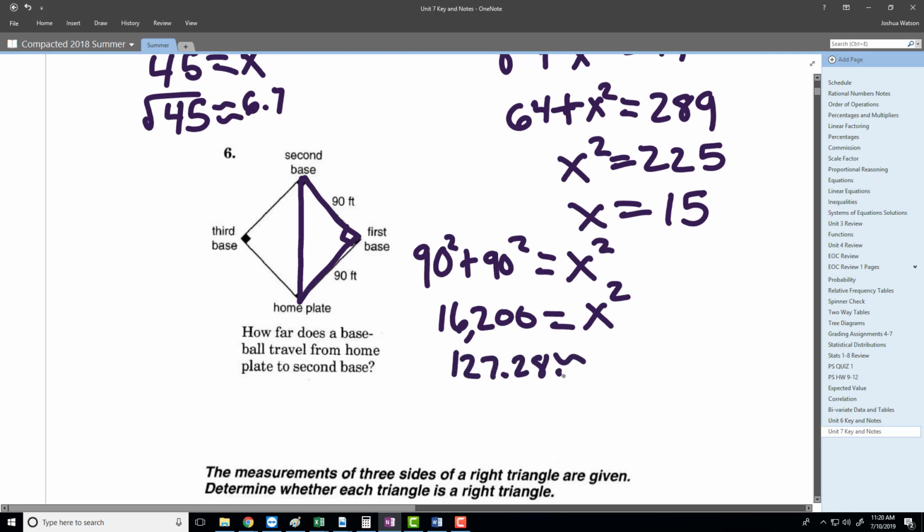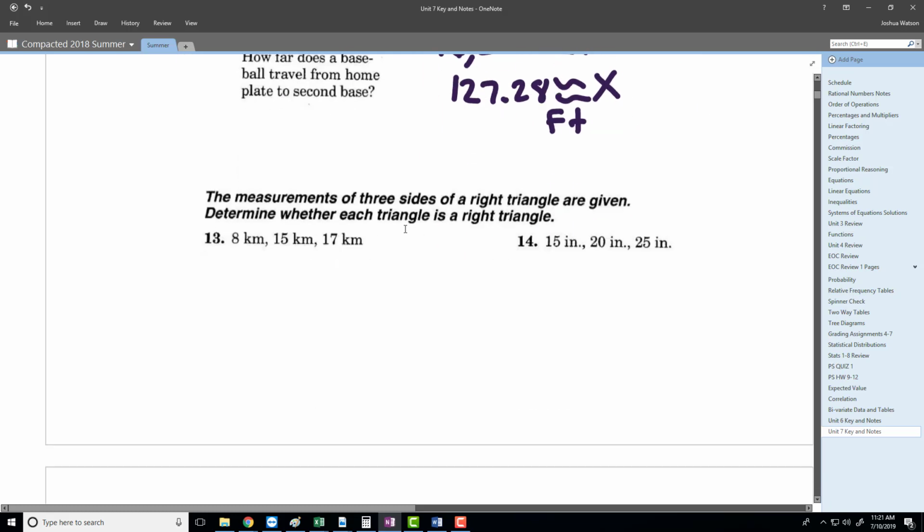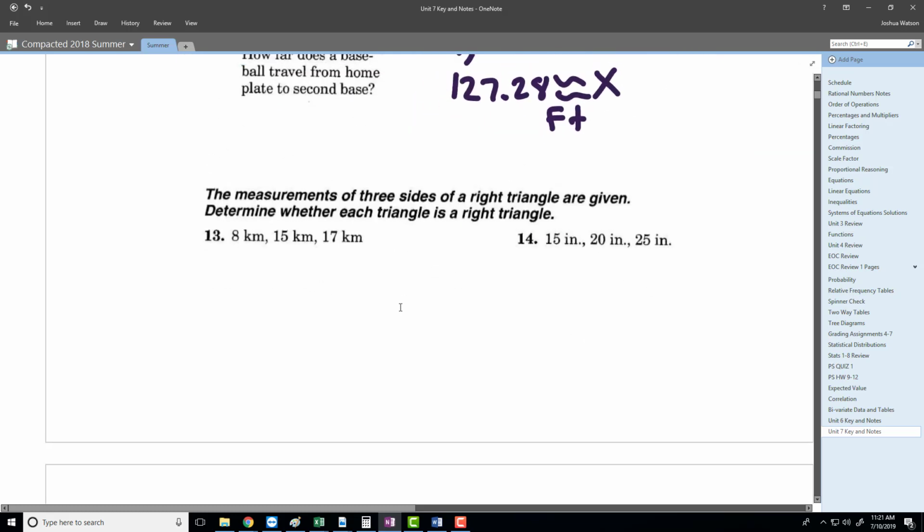127.28 is approximately equal to x. So that's how far it goes, about 127.28 feet. Pretty cool. Now we need one more set of notes in order to answer this question, so get your notebook out.